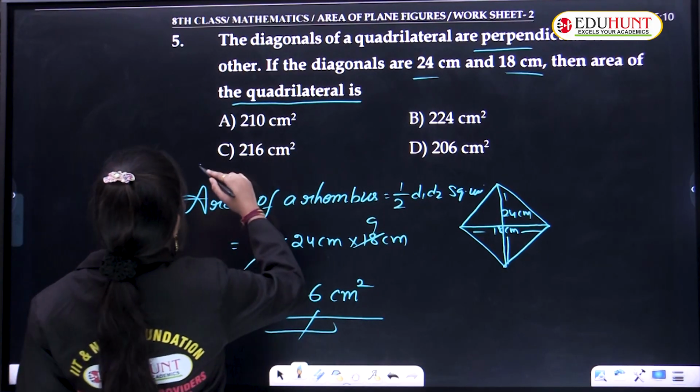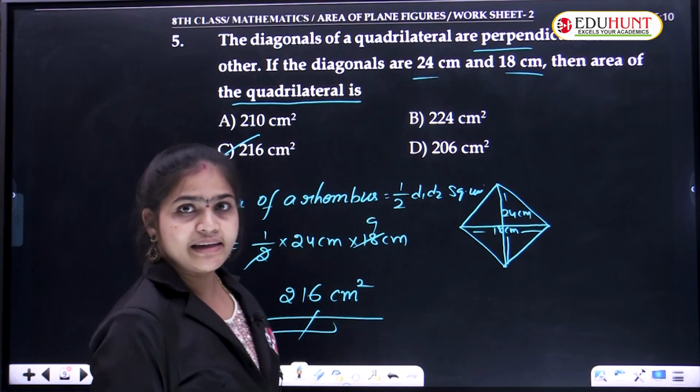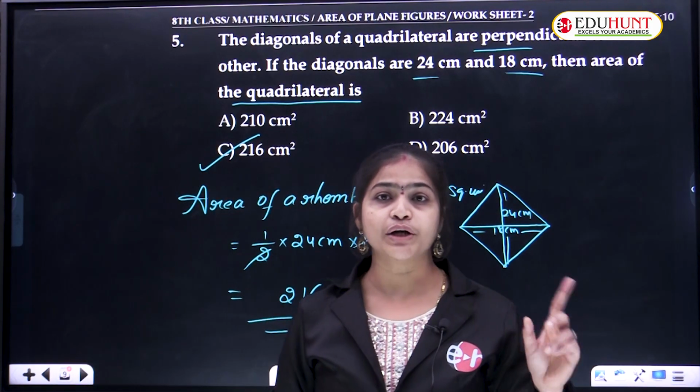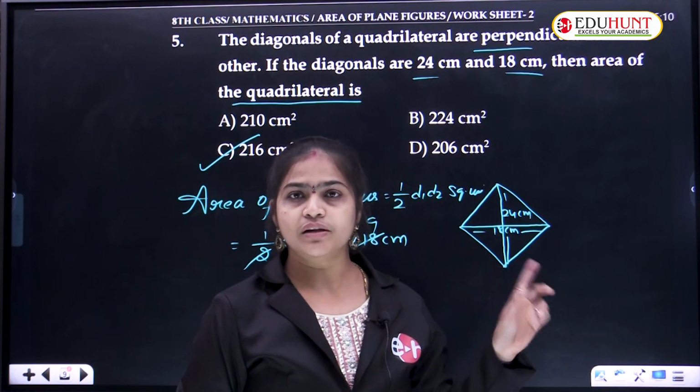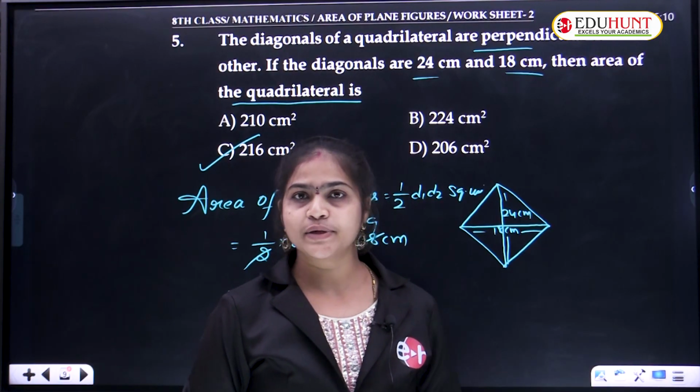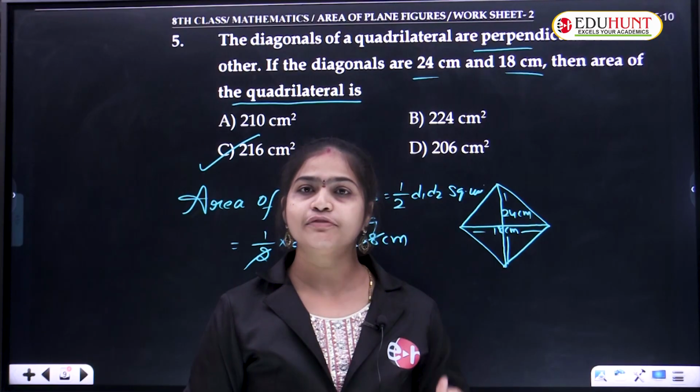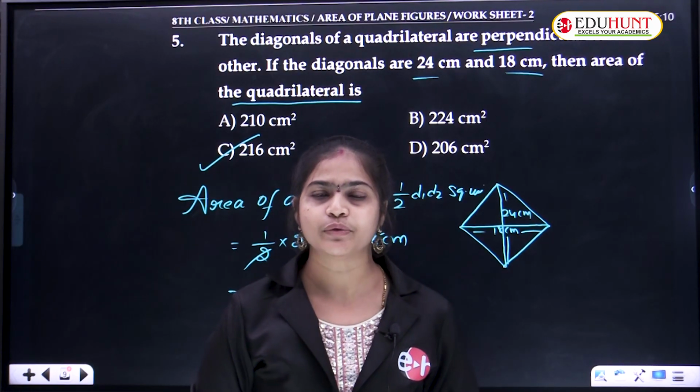Okay, 216 centimeters square. Okay, children, in this video, in total we have 1 to 19 questions in this worksheet 2. But in this video we discussed 1 to 5 questions. The leftover questions we will discuss in the next video. Okay, thank you all.